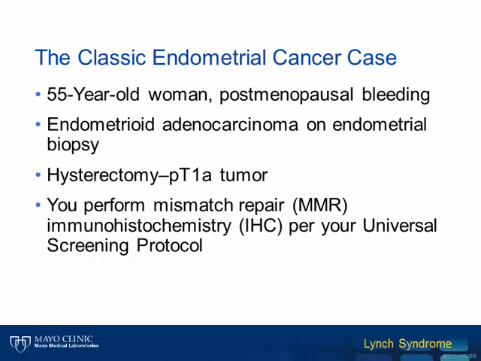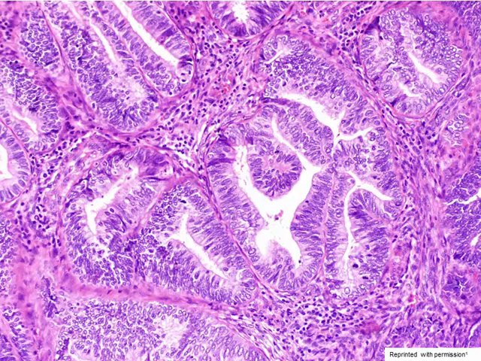I will illustrate these concepts through a classic endometrial cancer case. A 55-year-old woman is found to have an early endometrial cancer. As part of your universal Lynch syndrome screening protocol, you perform mismatch repair immunohistochemistry on the formalin-fixed paraffin-embedded tissue. Here is an H&E stain slide for your reference when interpreting the immunohistochemical stains.